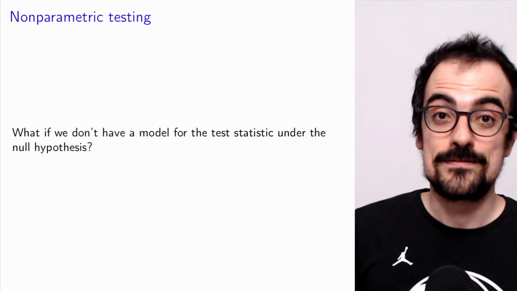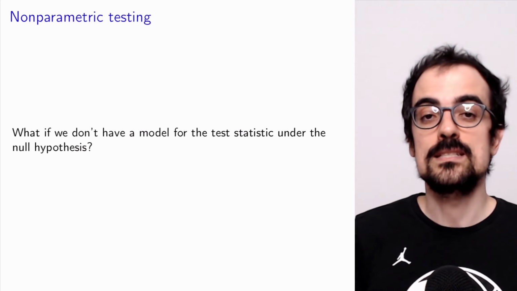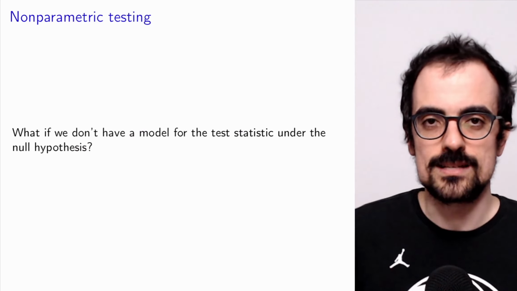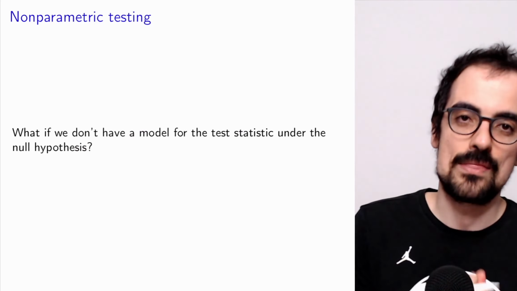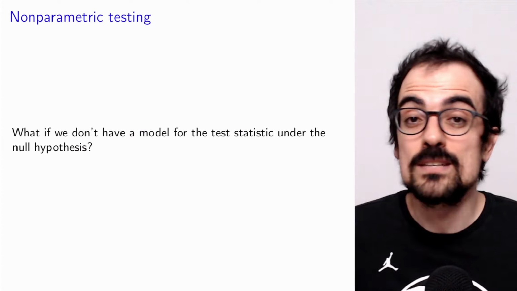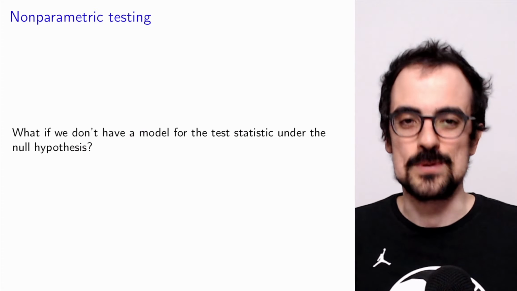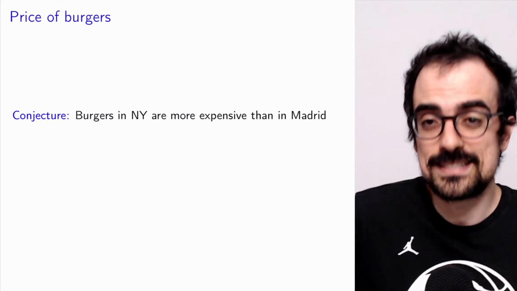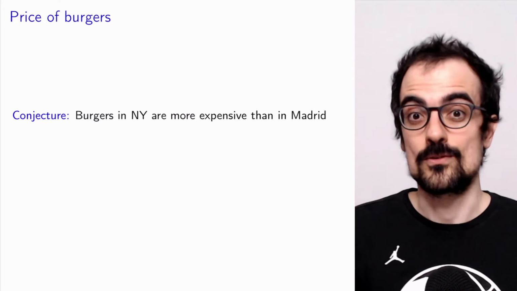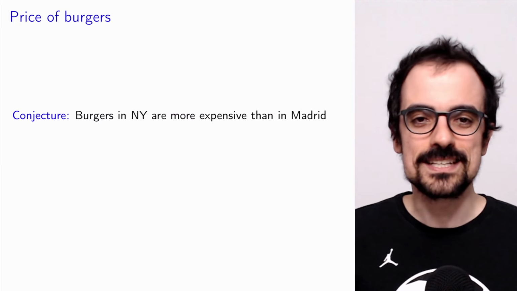All right, so we have finally reached our final topic. Up to now, we have been discussing hypothesis testing under the assumption that we had a parametric distribution for the test statistic under the null hypothesis. But what if we don't have such a model? What can we do? We're going to show you an example of what can be done that captures the main ideas in non-parametric testing.